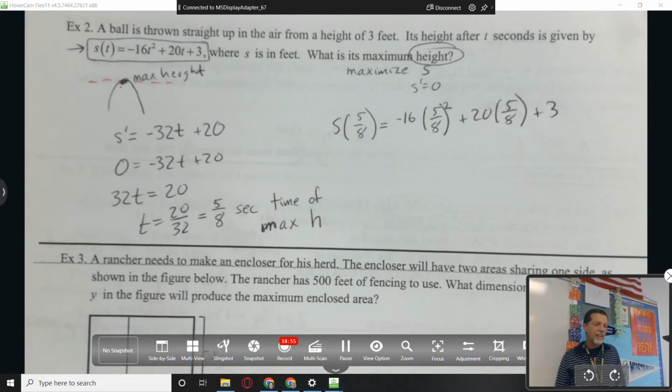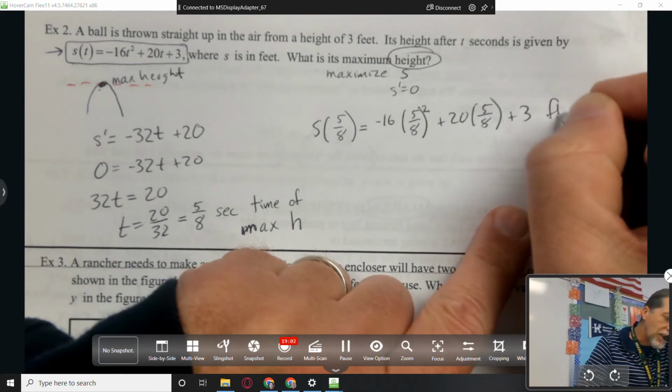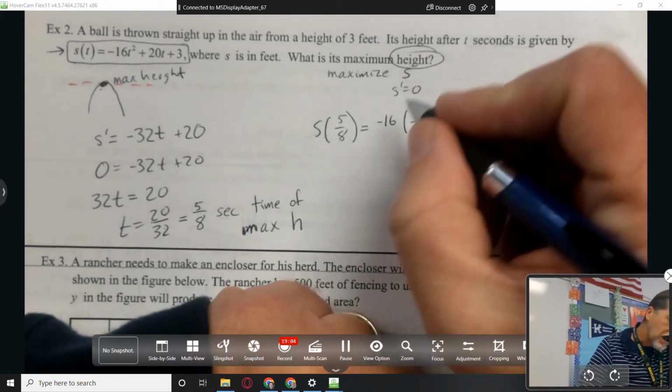And let's call that our final answer, because I don't want to square 5/8 and multiply by 16. And so this is our answer in feet. That is our maximum height.